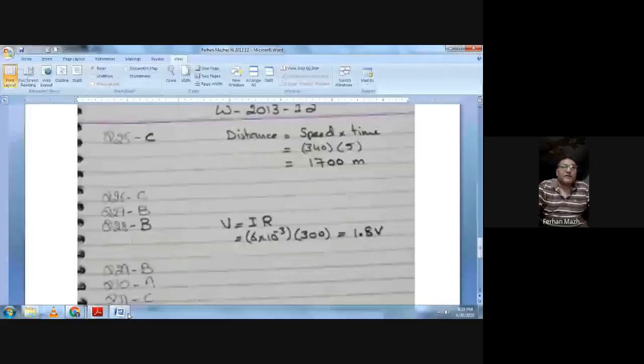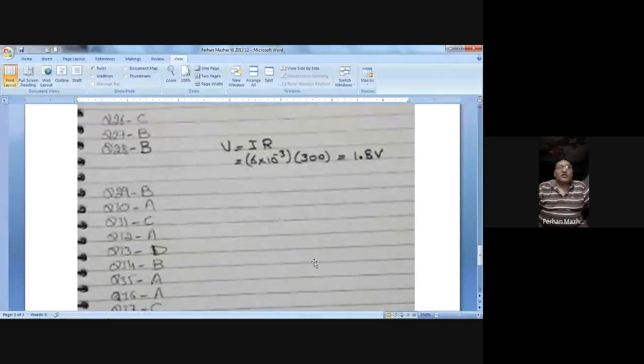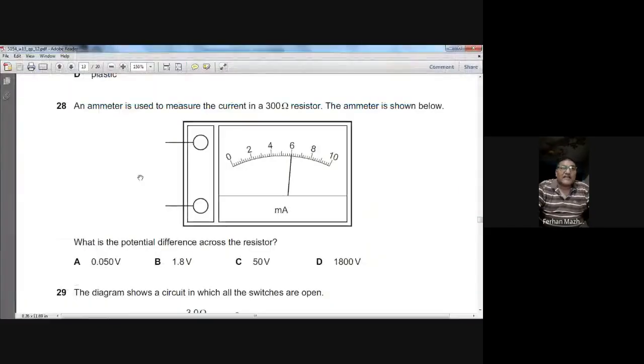I have done this on a paper. Let me show you. On your screen, you can see question number 28. V is equals to IR is equals to 6 x 10^-3 multiply 300. And the answer is 1.8 volt. So the B is the option for question number 28. B is the option, 1.8 volt.